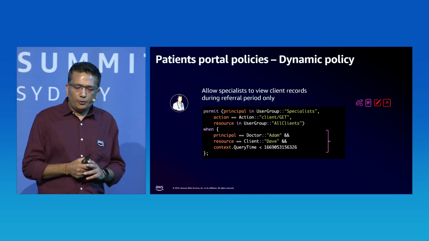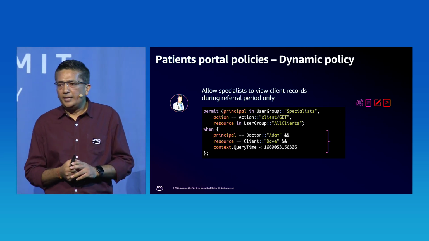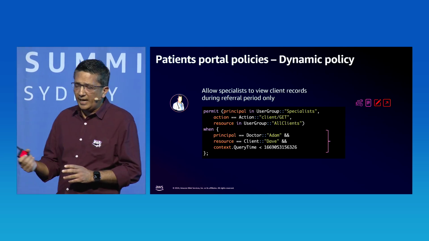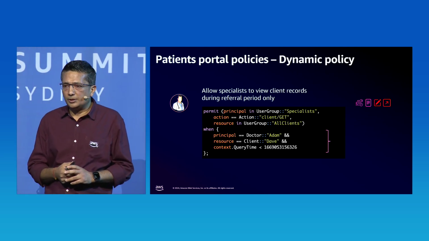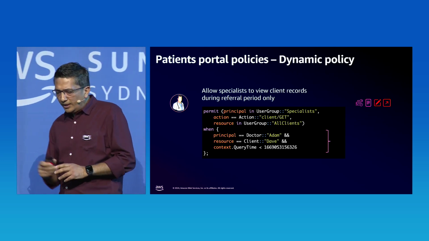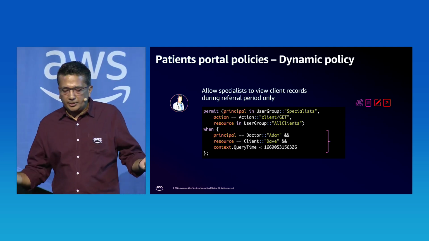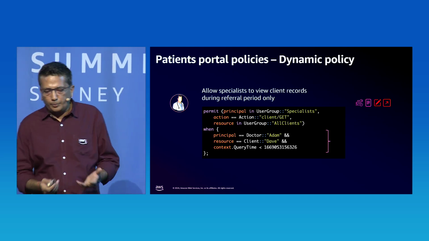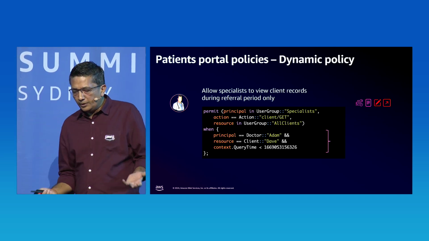This is an example of a time-bound dynamic policy that your applications can create for use cases such as delegation, elevated access, and sharing data between resources. Now let's take a look at the application architecture. You've seen the policies. You've created the policies. You've stored the policies as a policy store. How does it all hang together?